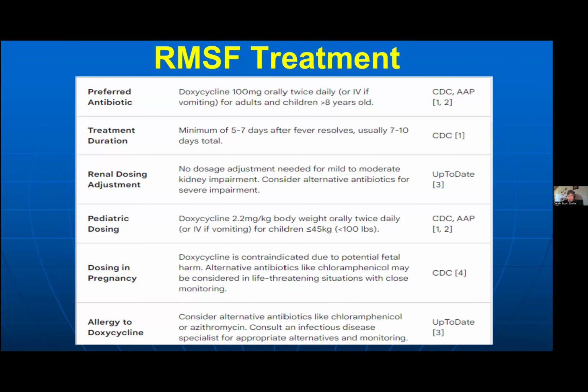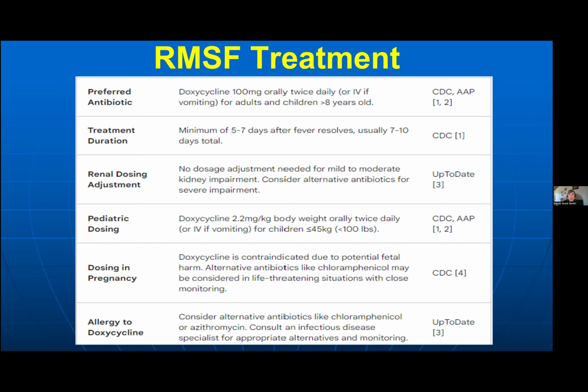This is a table of treatment. Really, the only thing you need to know is doxycycline. And let me just make a few points. The standard dose is 100 milligrams twice daily. If they're vomiting, you could give it IV. The duration is usually only 5 to 7 days after the fever resolves, so a total of 7 to 10 days is a usual course for this very severe and possibly fatal disease. Renal dosing adjustment isn't necessary.